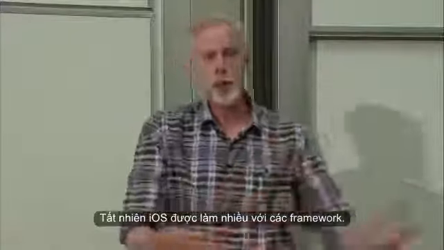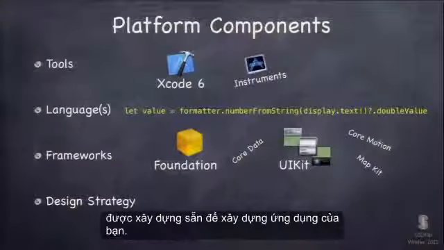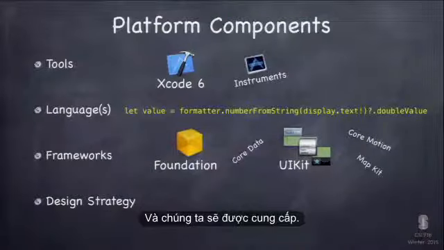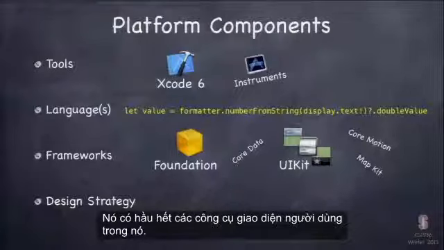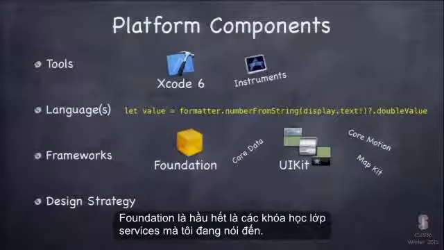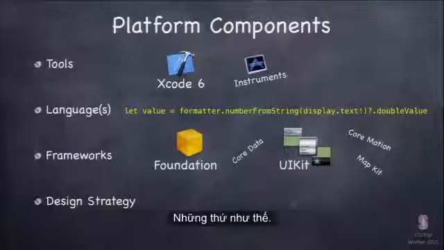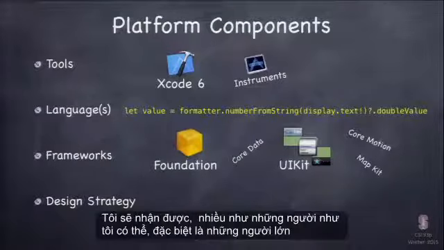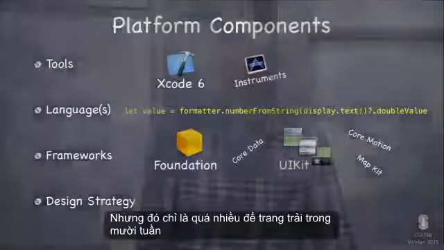Of course, iOS is filled with tons of frameworks. Frameworks are basically libraries of objects that you use as building blocks to build your application, and we are going to be covering them. UIKit is the main one. It's got most of the user interface stuff in it. Foundation is that core services layer that I was talking about. But there are tons of other ones. Core Motion for the device moving around, gyro and accelerometer. Core Data for an object-oriented database, things like that. So I'll get to as many of those as I can, especially the big ones. But there are just way too many to cover in 10 weeks.